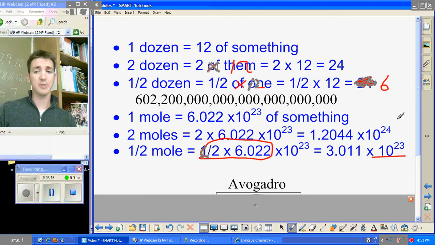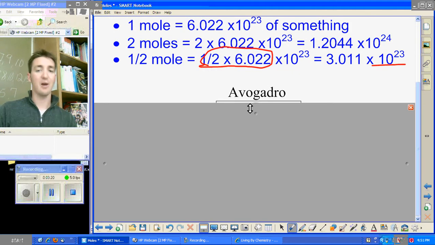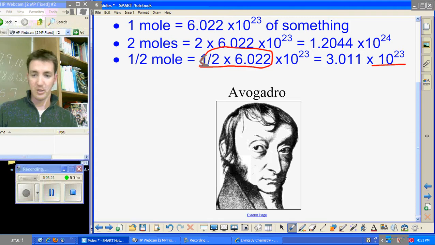So instead of saying 6.022 times 10 to the 23rd over and over and over, you can say Avogadro's number. This fabulous looking guy is Avogadro. He didn't think of this number, but it's named in honor of him.